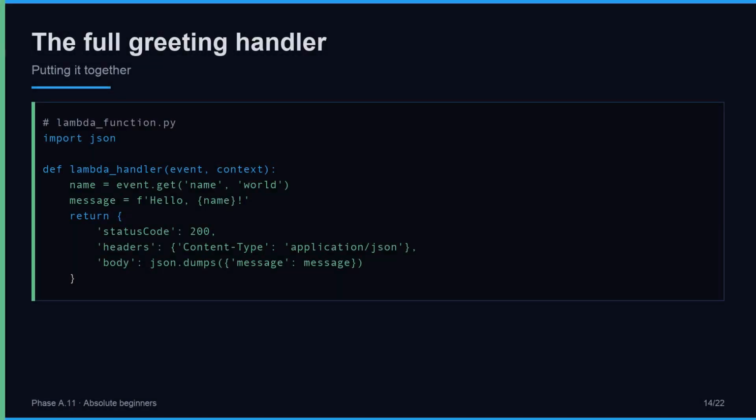Here is the full greeting handler, putting all three parts together. We import the json module. We read the name from the event with the default of world. We build a greeting message with an f-string. Then we return a dictionary with status code 200, a content type header, and a body created with json.dumps. Notice the body is a JSON string. json.dumps turns a Python dictionary into a JSON string. The caller receives that string and parses it back into their own dictionary. This round trip, dumps to send, loads to receive, is the heartbeat of every API.